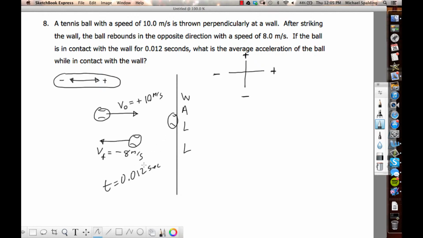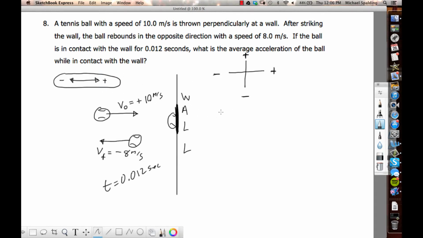Because where does the ball change velocity? At the wall. Right here, this is where the acceleration happens. That's where the acceleration is happening. Okay, so the question is, what's the average acceleration of the ball while in contact with the wall?